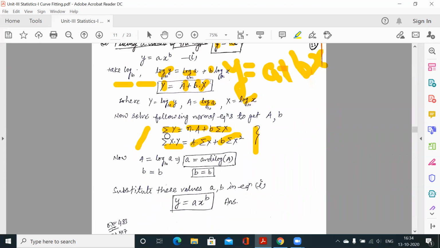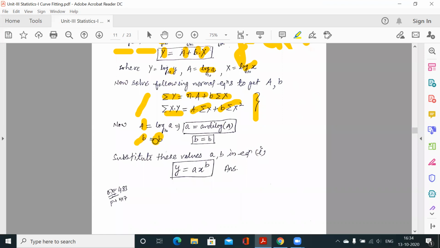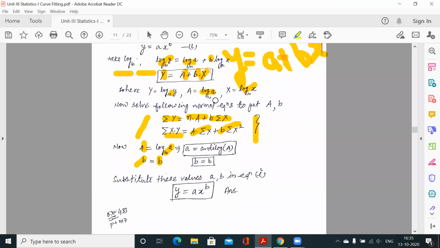So when we substitute summations here, summation Y, summation X, summation XY, summation X square, these are two linear equations in capital A and small b. So when we solve these two linear equations, we will get capital A and small b. So our original constants were small a and small b. So small b is small b, there is no change. So capital A, we have to convert this into log a. So we have used this transformation. So when we substitute capital A here, we will get small a. So small a is anti-log of capital A, b is b. So after finding these values, we will get our answer.